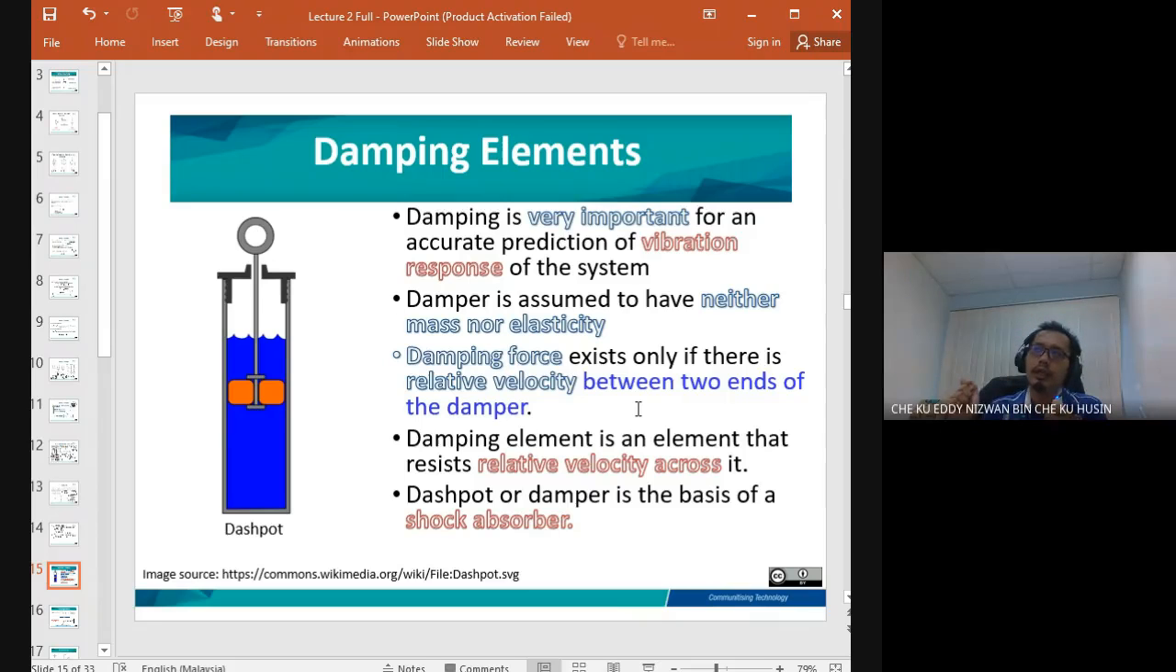If there is no relative velocity, there is no damping force. But if both ends of the damper have a relative velocity, then we create the damping force.